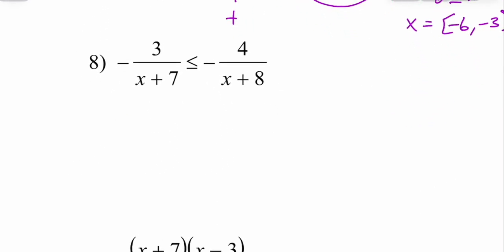Okay, so the first thing you want to do is make it look like this. So I've just moved it to the other side. It changed sign. It became a positive. So I put the positive thing first and the negative thing. You didn't have to. I just did that.